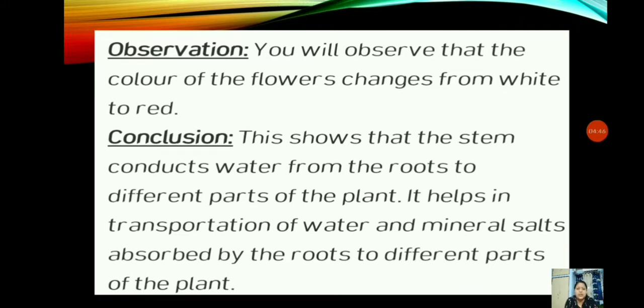Now conclusion. This shows that the stem conducts water from the roots to the different parts of the plant. It helps in transportation of water and mineral salts absorbed by the roots to different parts of the plant. So I hope you have understood this. Now let's watch one video for better understanding.